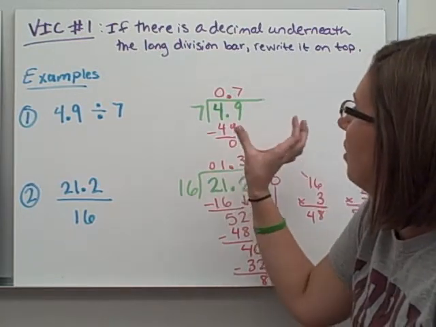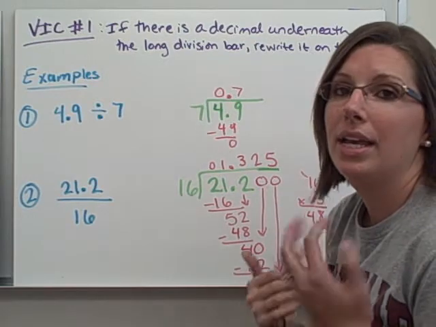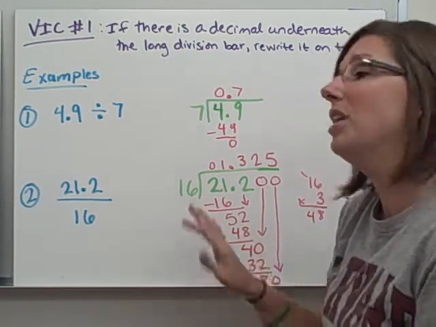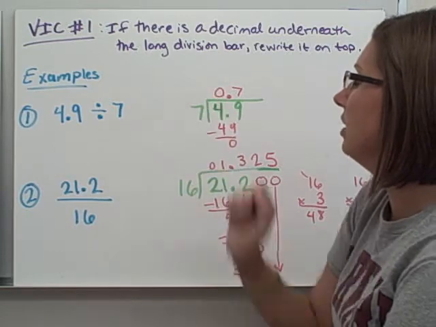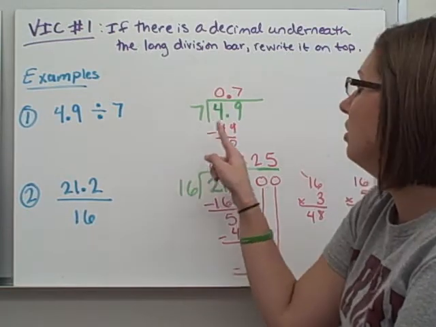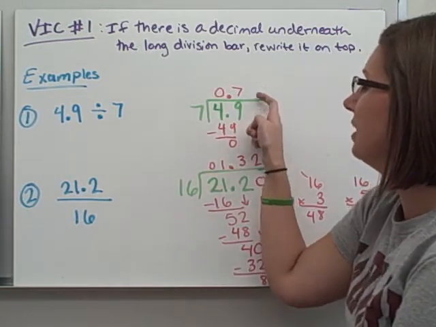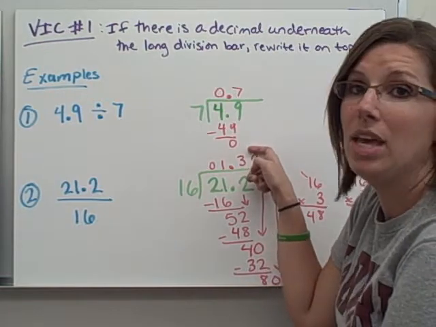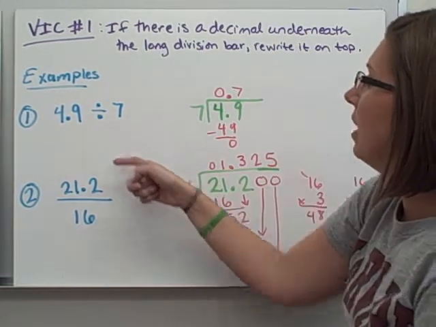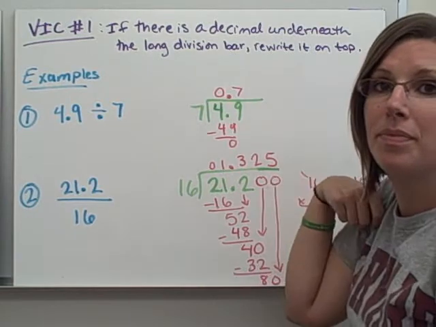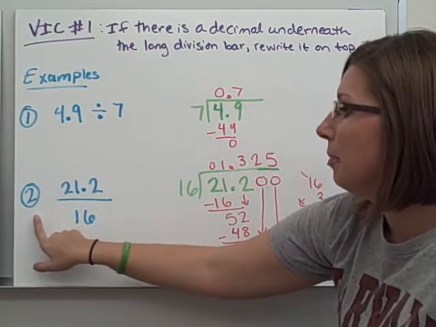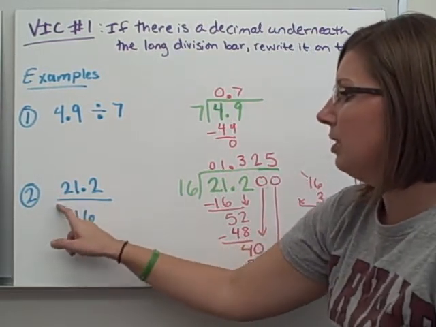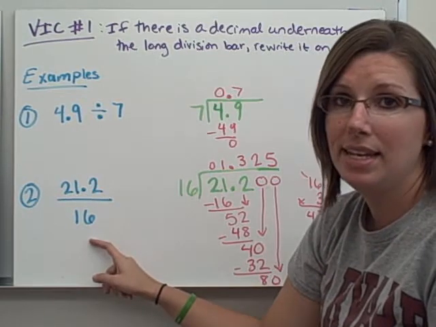Then from that step, I can go ahead and continue my long division. 7 goes into 4 0 times. 7 goes into 49 7 times, because 7 times 7 is 49 exactly. So the answer to this problem is 0.7. Problem number 2, 21.2 divided by 16.